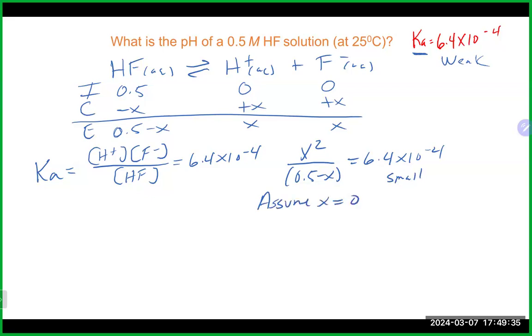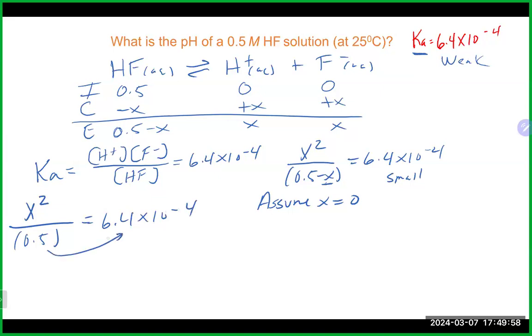Why not give it a try? Remember that when we are assuming that x is equal to 0 here, we are only getting rid of the x's that we're subtracting or adding something to. And that in this case would be just that x. And that would reduce me down to x squared divided by 0.5 equals 6.4 times 10 to the minus 4.